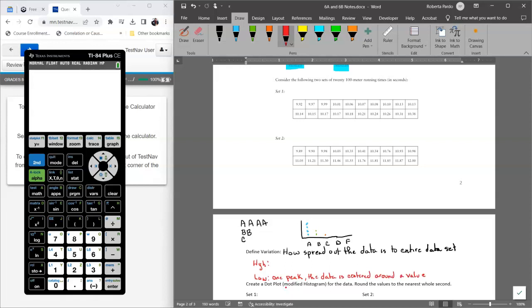Okay, in this case, it's the letter A. High variation would be a fairly flat graph, because the data is all spread out.